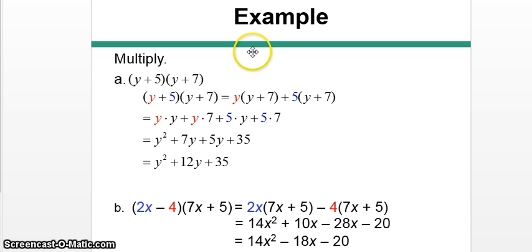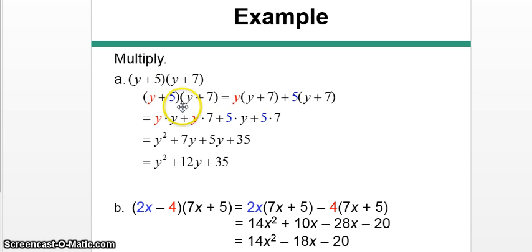Let us see some other example. y plus 5 times y plus 7. Here y plus 5 is a binomial, y plus 7 is a binomial. So we have to multiply one binomial with another binomial. y and 5 are the two terms of the first binomial, and y and 7 are the two terms of the second binomial.